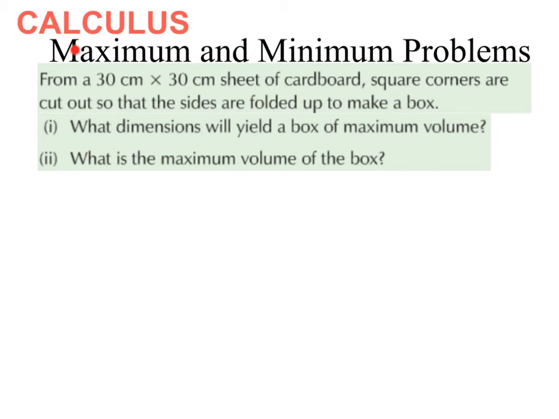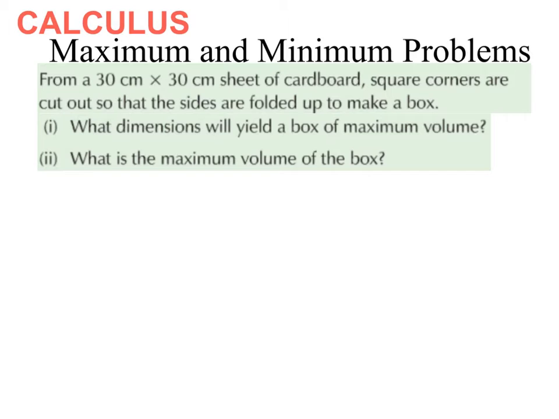Calculus. Maximum and minimum problems. From a 30 centimeters by 30 centimeters sheet of cardboard, square corners are cut out so that the sides are folded up to make a box. Part 1, what dimensions will yield a box of maximum volume? Part 2, what is the maximum volume of the box?